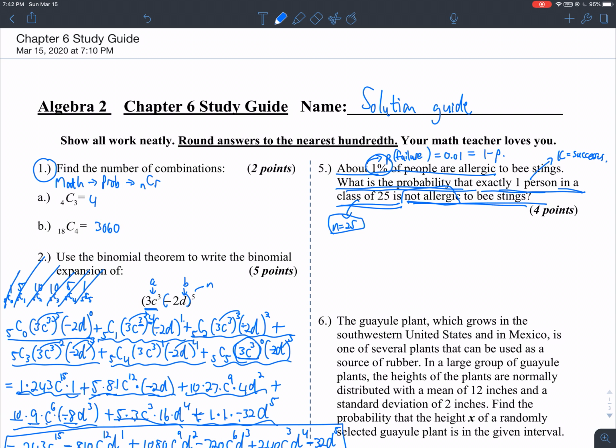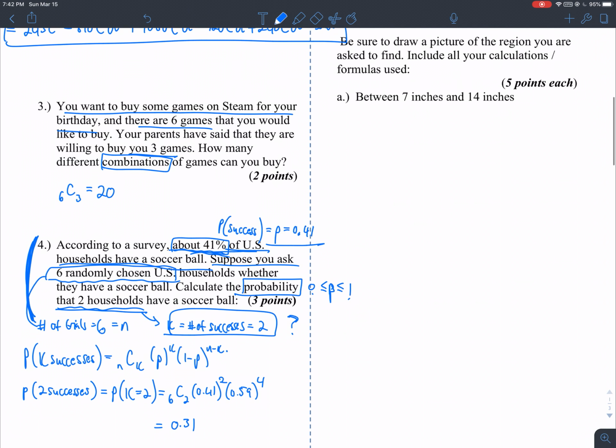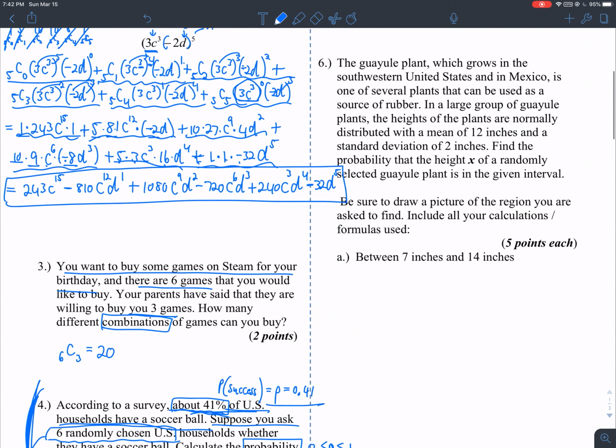So the probability of success, or P in this case, would be 1 minus that, which would be 0.99. If there's a 1% chance that I'm allergic to a bee sting, there's a 99% chance that I'm not allergic to a bee sting. Okay? And so this is your probability of success. This is a tricky question. Okay, you have to read this very carefully. And so now I'm just using the binomial probability formula again. It's the same kind of situation as this, just a little bit more tricky.